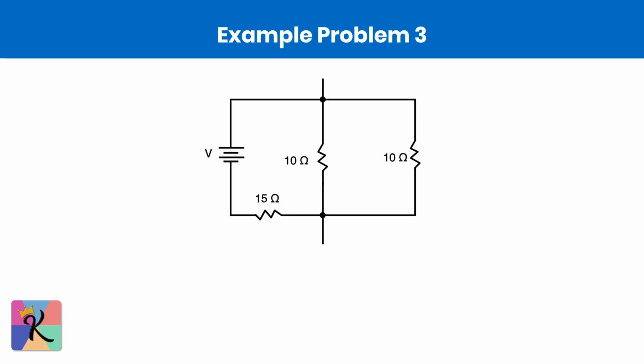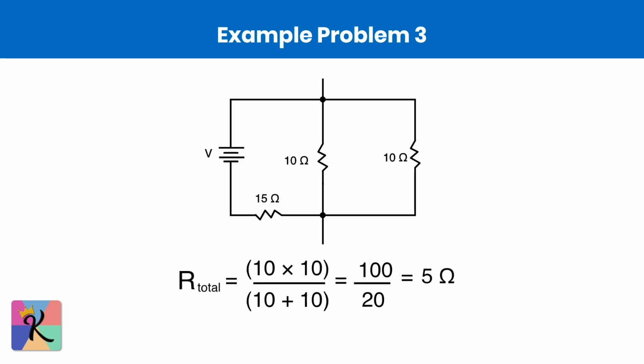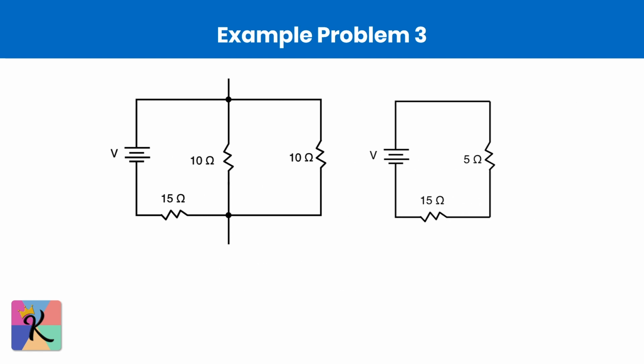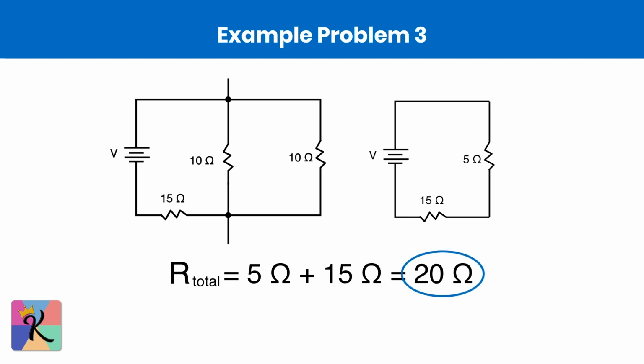Two resistors, 10 ohms each, are in parallel. Their equivalent resistance is 10 times 10 divided by 10 plus 10, which equals 5 ohms. This 5 ohm equivalent is then in series with another 15 ohm resistor. Adding these gives a total resistance of 20 ohms.